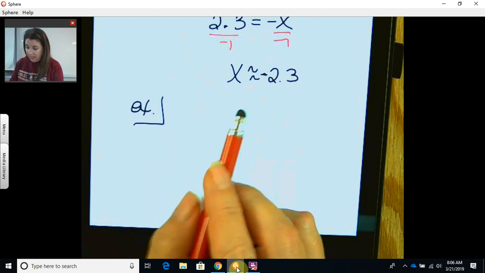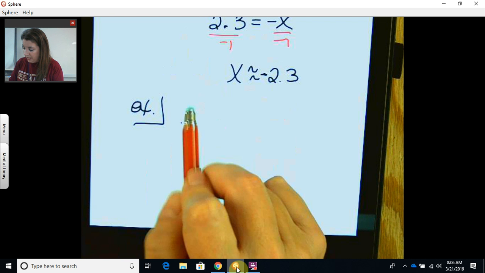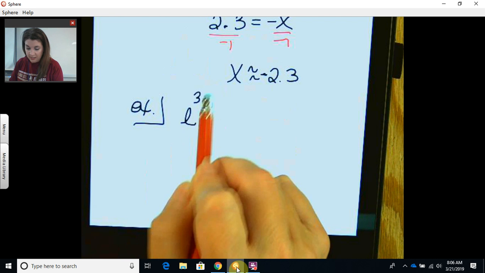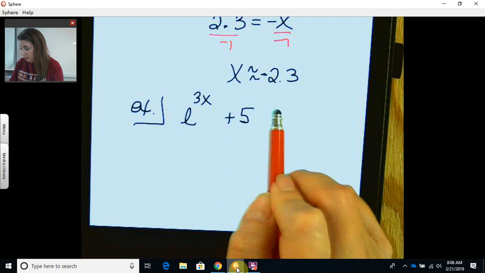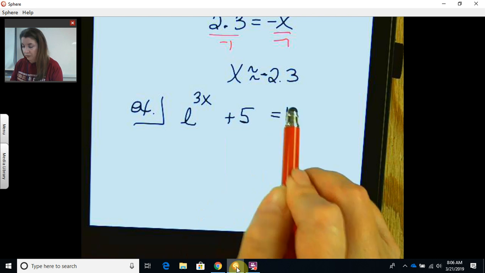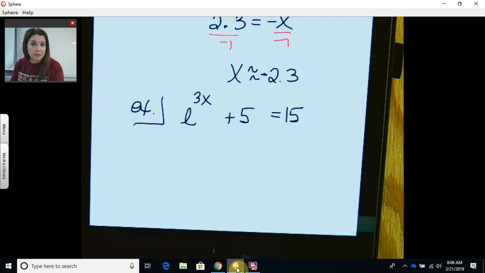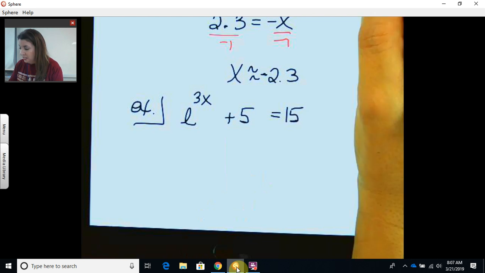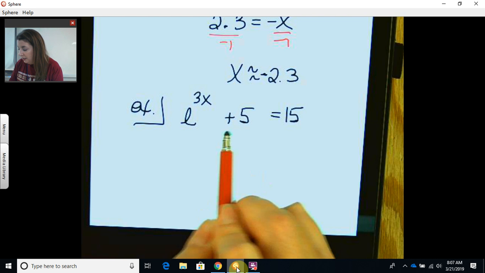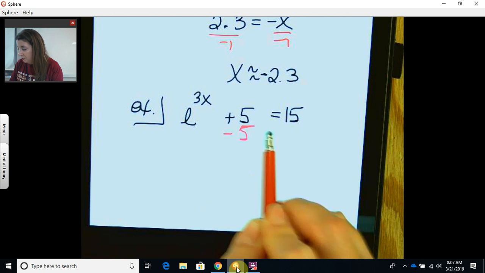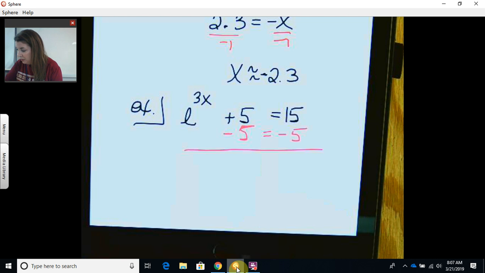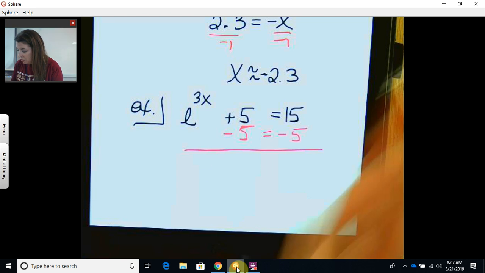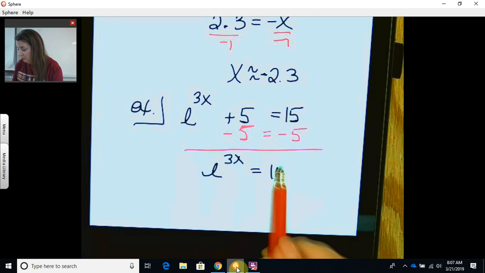Okay, e raised to the 3x, and then I have a plus 5 that's not in the exponent, equals 15. I'll subtract 5 from both sides because it's not in exponential form. And we cannot convert it to logarithmic form until it's in exponential form. So that's e raised to the 3x equals 10.